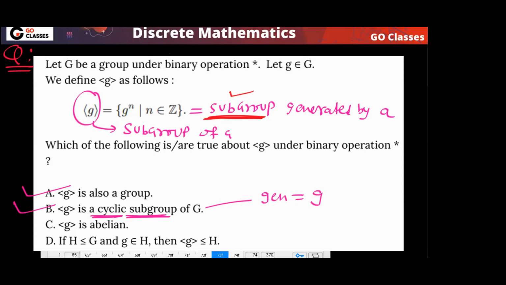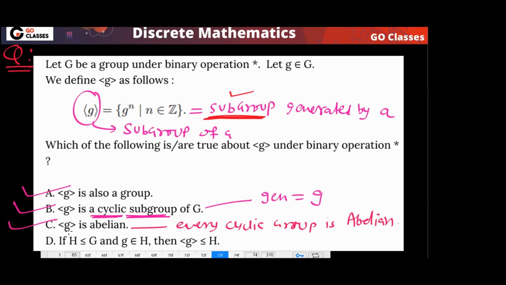And can I say this is abelian? Can I say option C? Yes, this is abelian also. Every cyclic group is abelian, because you know every cyclic group is abelian.